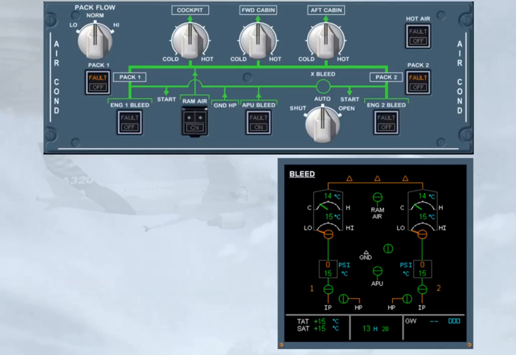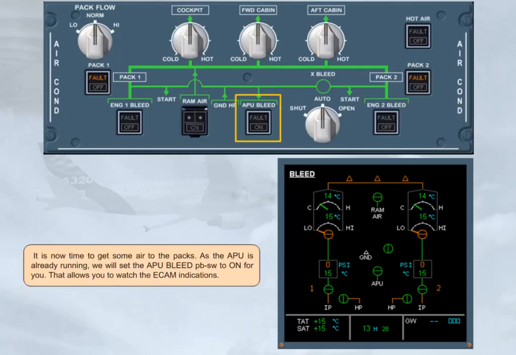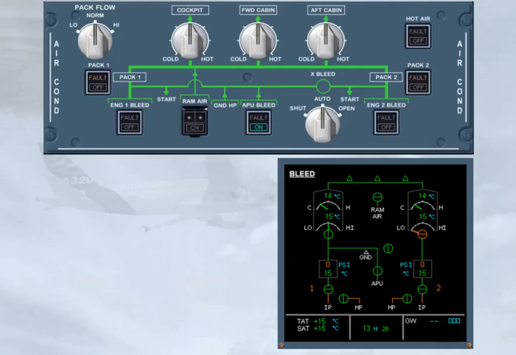It is now time to get some air to the packs. As the APU is already running, we will set the APU bleed push button switch to on for you. That allows you to watch the ECAM indications. Notice, the APU valve indication has changed to inline green. The cross bleed valve has automatically opened. Notice the cross bleed selector switch is in the auto position. Both feed lines to the packs have been connected.